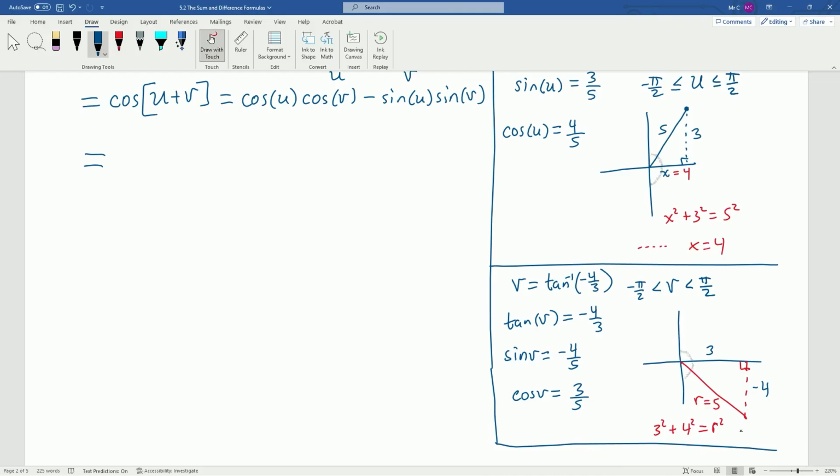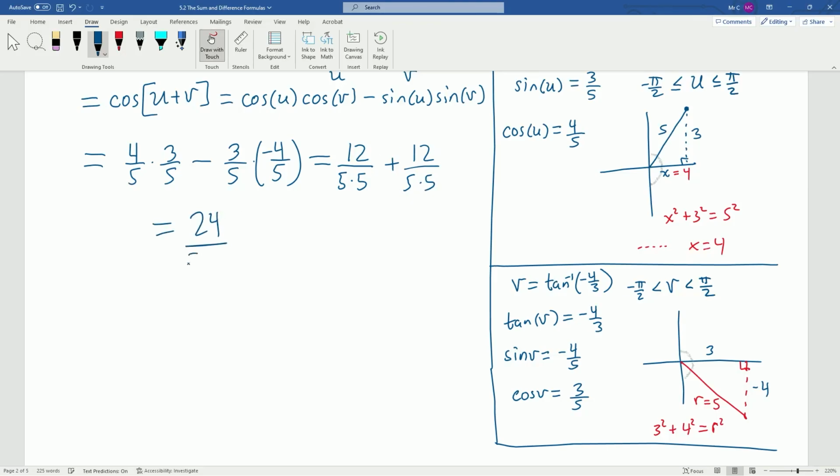So now that we have all the information we needed, we just go back to our sum formula and plug it all in. Cosine of u, that's 4/5, times cosine of v, that's 3/5, minus sine of u, that's 3/5, times sine of v, that's negative 4/5. This becomes 4 times 3, that's 12, over 5 times 5. And negative 3 times negative 4 becomes a positive 12, over 5 times 5. 12 plus 12 is 24, over 5 times 5.